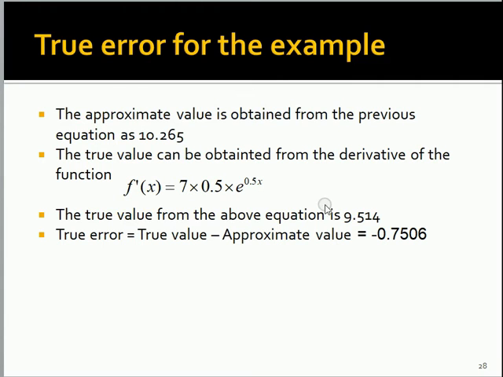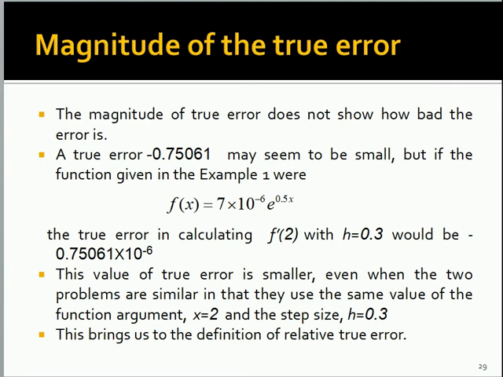The true value from the above equation is 9.514. See the difference? It's almost 0.7. And be very careful about this minus, because true error is true value minus approximate value. So this is the true value. So don't just round it up to 0.8 or 0.7. Don't do that. We want accuracy and precision. So that was how you use true error and find true errors.